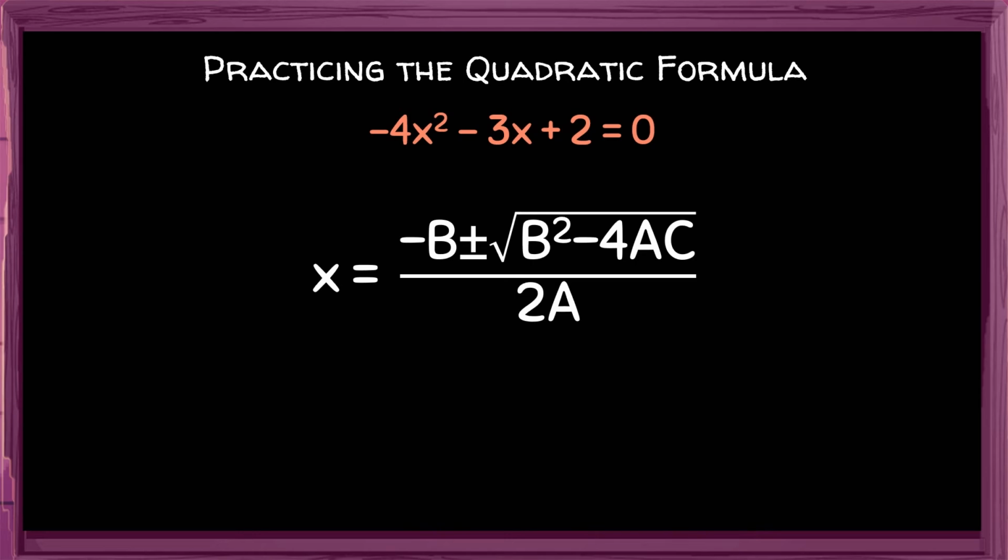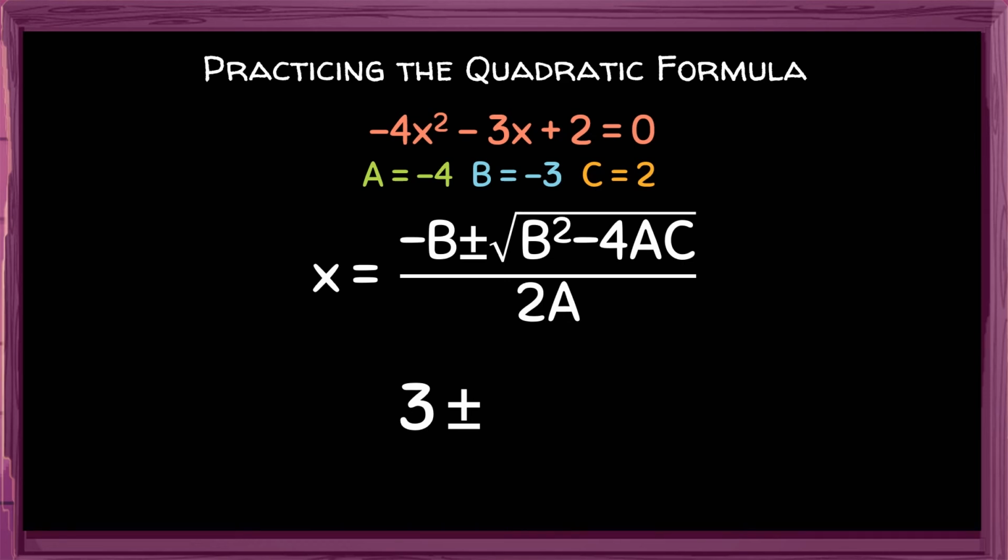So who can get us started here? First, we figure out what A, B, and C are. A is negative 4, B is negative 3, and C is positive 2. Nice work, Codette. Who can help us plug those into the formula? We start with negative b, which is negative 3. 2 negatives in a row, so those cancel each other out, and we get positive 3. Good, Ruby. What comes next? Next is the plus or minus sign, but we will solve that later.